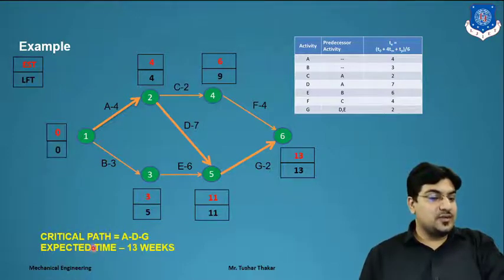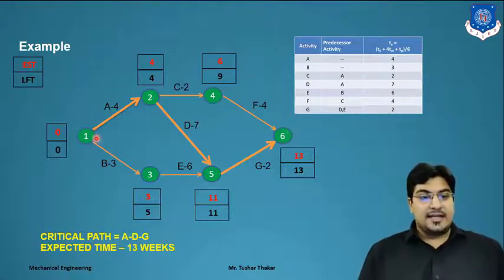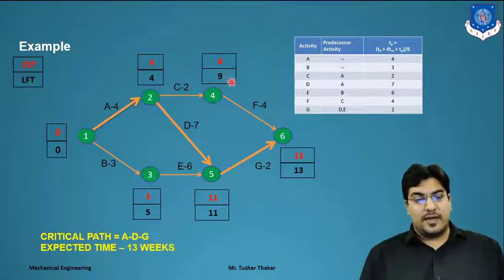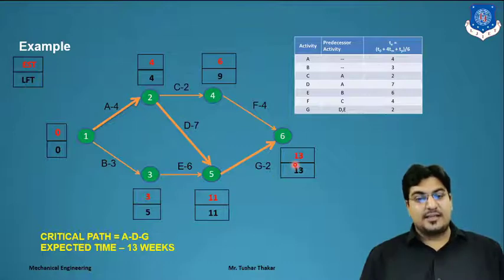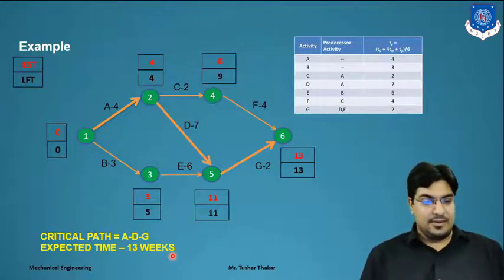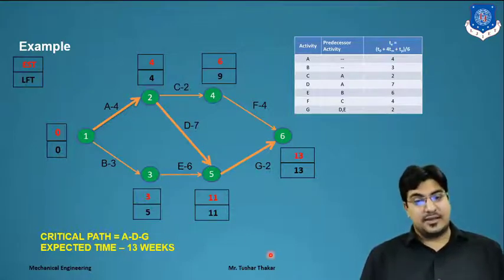So now the question is, what is the critical path? In the last lecture we saw how to find the critical path: the path, or direction of completion of the project, where we get the maximum duration is our critical path. So here let's check A: 4 plus 7 is 11, plus 2 is 13. So A, D and G is the critical path of our example. Clear? And the expected time is 13 weeks.